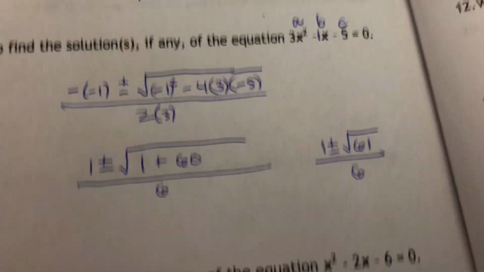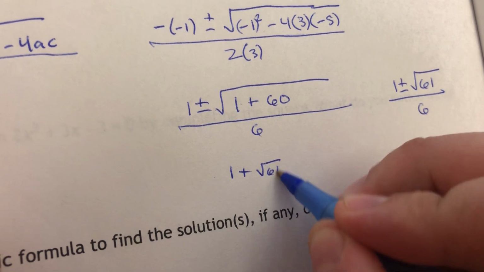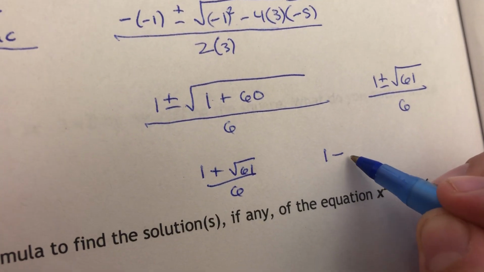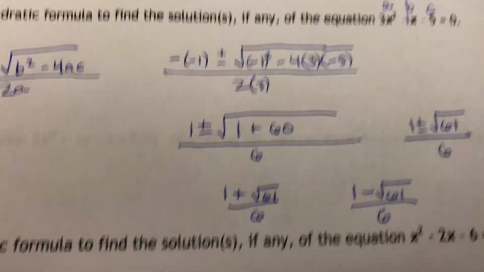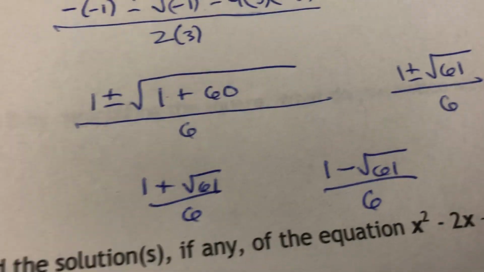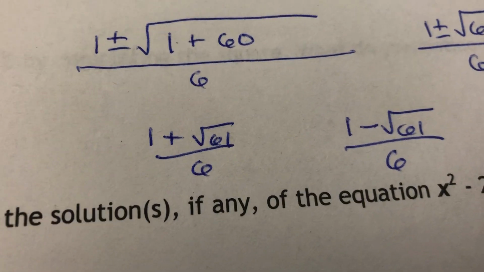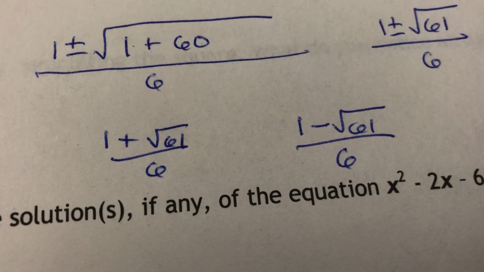So we're going to have two answers. We're going to have 1 plus square root of 61 divided by 6 and 1 minus square root of 61 divided by 6. Now, because 61 is an irrational number, it does not have a perfect square root. It's going to be one of these big long decimals.